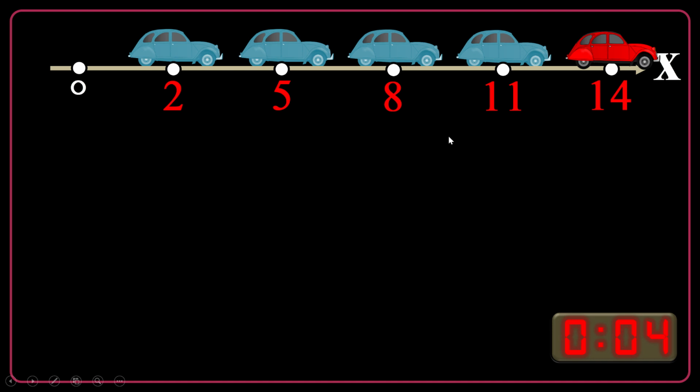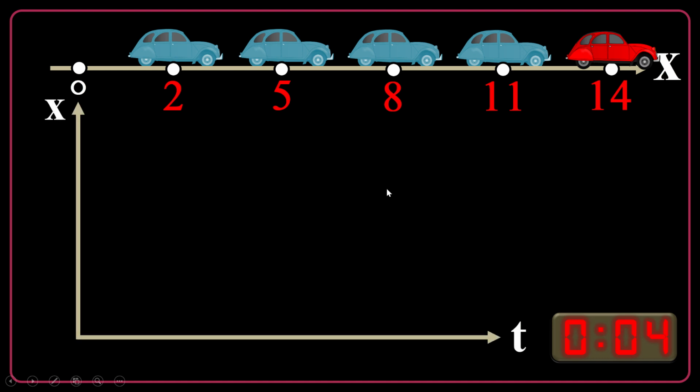How can I draw the xt graph? It's very easy. I can do it point by point. I know that the xt graph must be a line because in a previous video I had a detailed description about the properties of the xt graph. So when the velocity is constant, the xt graph must be a line. How can I draw it? It's very easy. Let's try the first point.